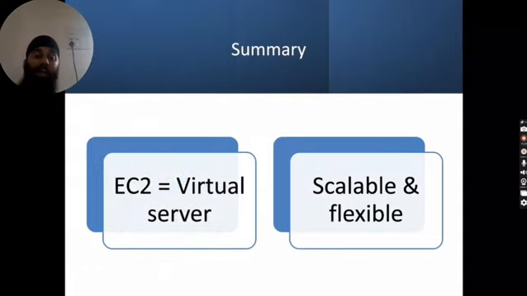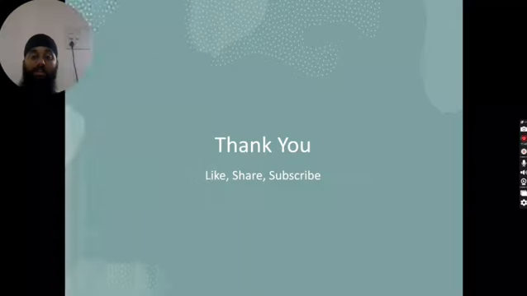So what is the summary? As we have seen so far, EC2 is nothing but virtual servers, in which your powerful computer can be converted into virtual servers with the help of software called hypervisors. They are very scalable and flexible. Scalable, you can increase or decrease the capacity of your virtual servers, and you can use them from anywhere, sitting at any corner in the world. So this is a summary of today's topic.